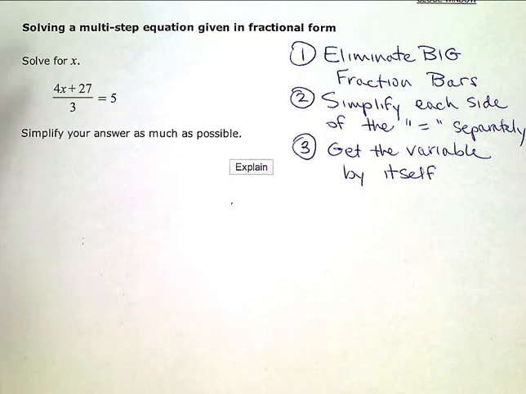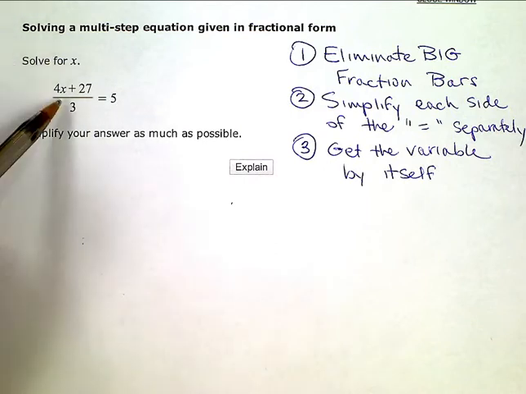Solving a multi-step equation given in fractional form. So my instructions say to solve for x. So I have an equation here with one variable, x, okay? And I need to figure out what the value of that x is in this equation.